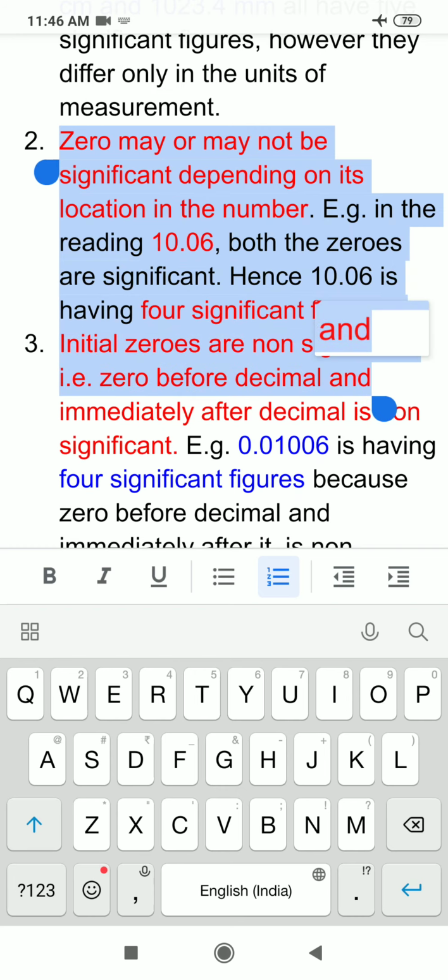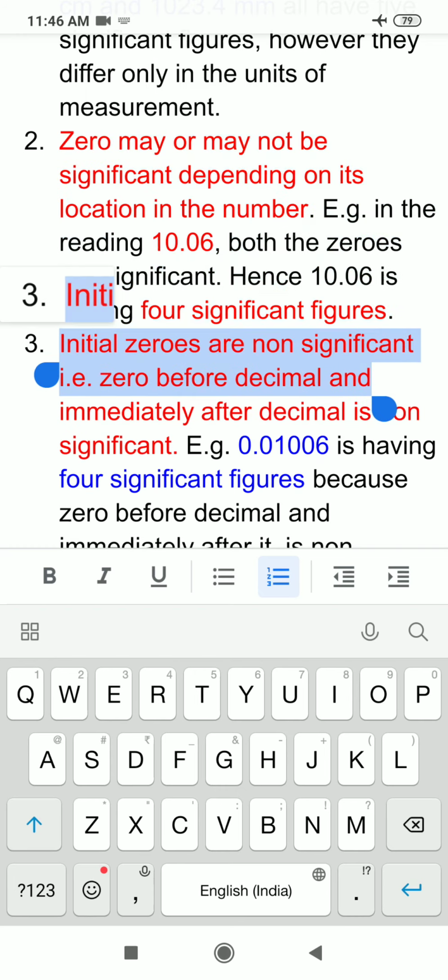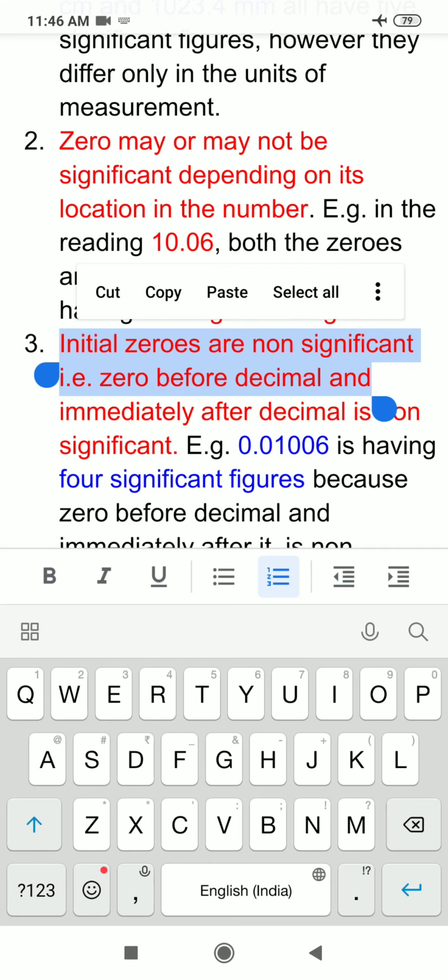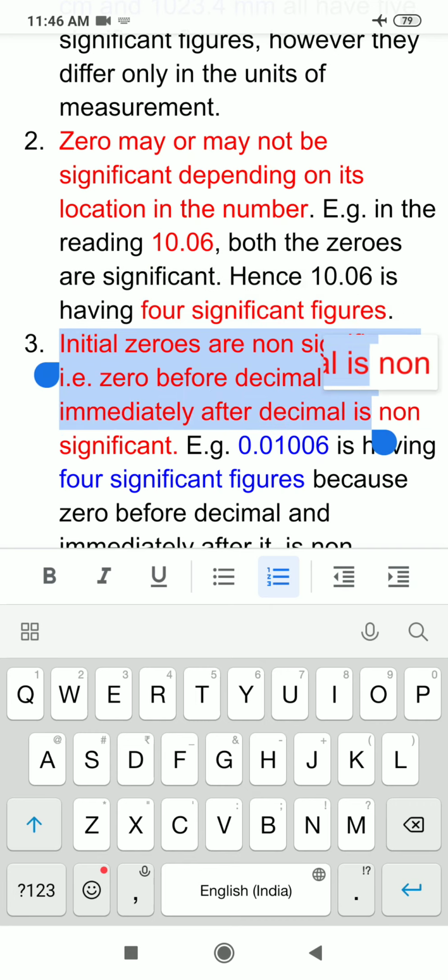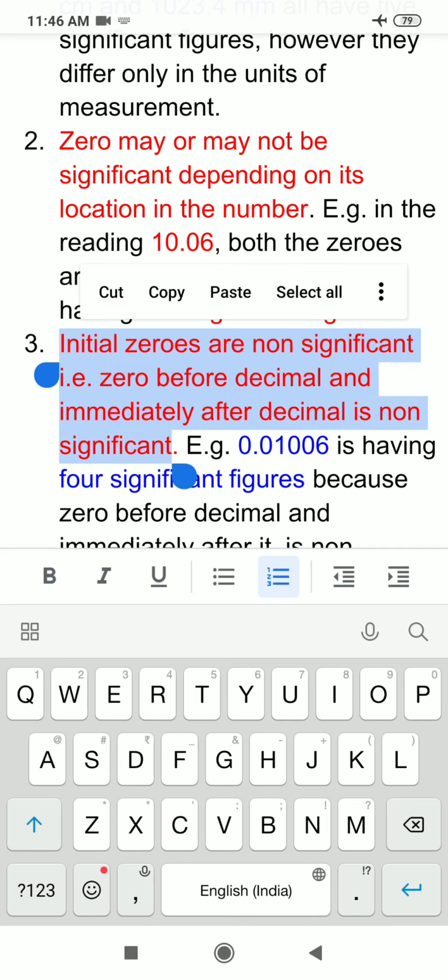Thirdly, initial zeros are non-significant. What I am saying, initial zeros are non-significant. Now what is the meaning of initial? Means 0 before a decimal and immediately after decimal. Means they are not followed by any number like 1, 2, 3, 4. Okay, so I am saying initial zeros are non-significant. And what is the meaning of initial zeros? 0 before decimal and immediately after decimal is non-significant.